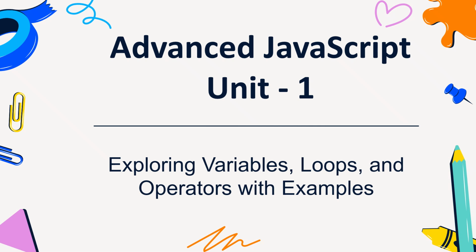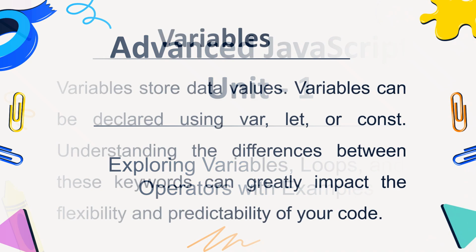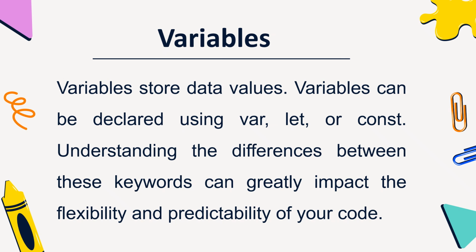This presentation explores the core components of advanced JavaScript, including variables, loops and operators with practical examples. Variables. Purpose of variables: store data values. In JavaScript, variables are categorized into three types: var, let and const. Each type has its own scope and reassignability properties, helping developers manage data effectively. Understanding the difference between these keywords can greatly impact the flexibility and predictability of your code.